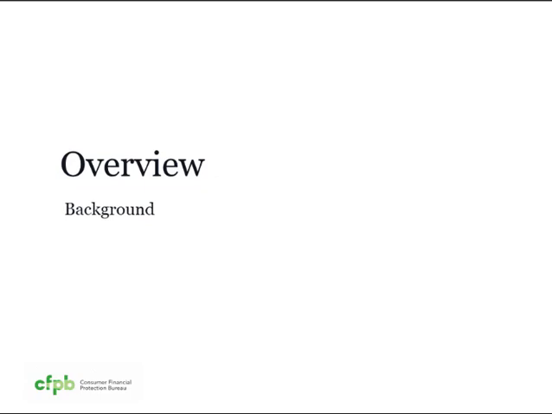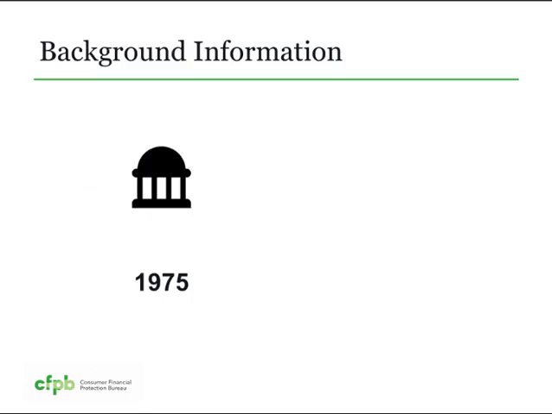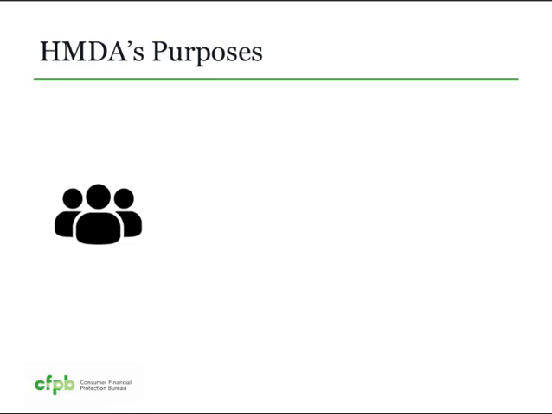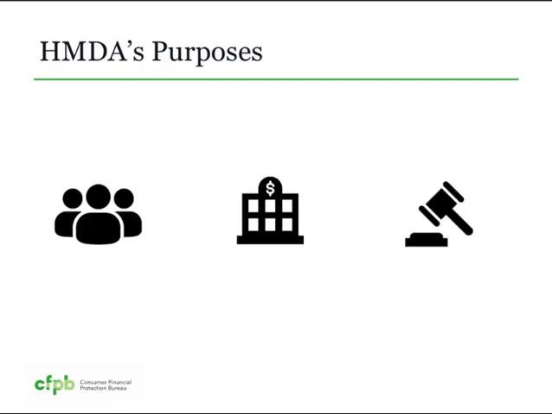Now let's begin. Let's start with some background information on HMDA and Regulation C. HMDA was enacted by Congress in 1975, and implemented by the Federal Reserve Board's Regulation C in 1976. HMDA's purposes are to collect information about home mortgages in order to help determine whether financial institutions are serving the housing needs of their communities, assist public officials in distributing public sector investment to attract private investment to areas where it is needed, and assist with the identification of possible discriminatory lending patterns and enforcement of anti-discrimination laws.